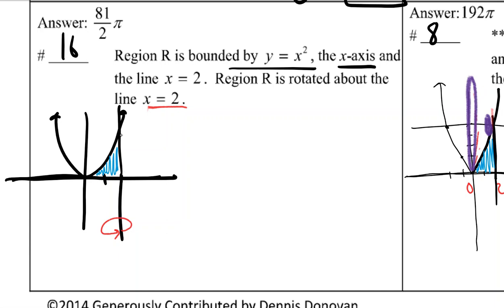Well, the fact that this is a vertical line, just like the y-axis is a vertical line, means that this is dy. It's always vertical lines are dy, horizontal lines are dx. Because this is dy, we should be looking at x or y values.